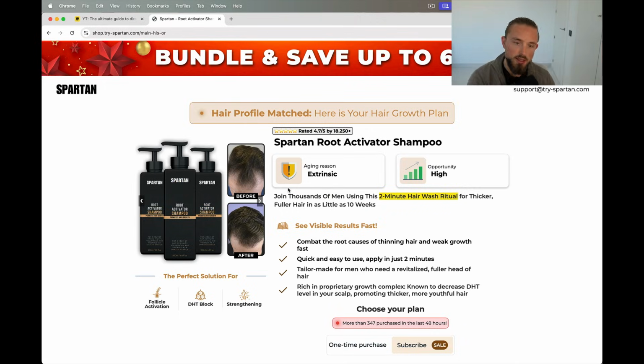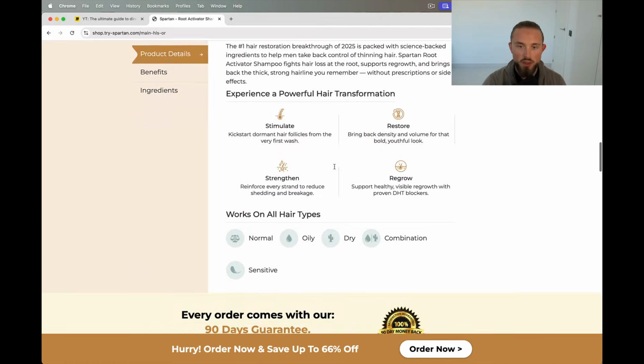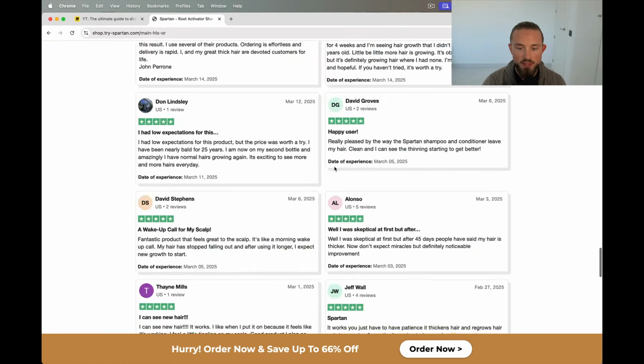And then what you can see is that on the sales page, it really feels like an individual solution. So hair profile matched, here's your growth plan. You can see that we, again, aging, reason extrinsic, opportunity high. We then take the results, the answers based on what they gave us in the quiz. And then let me just scroll through this high level. We then essentially have this long form sales page.